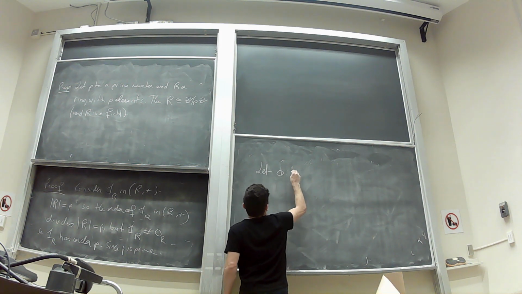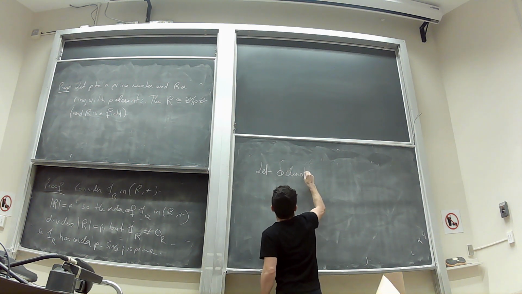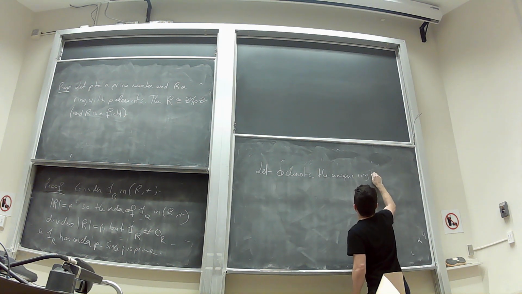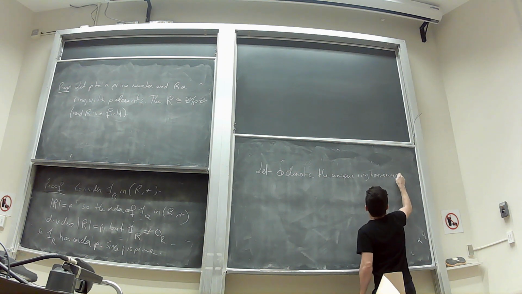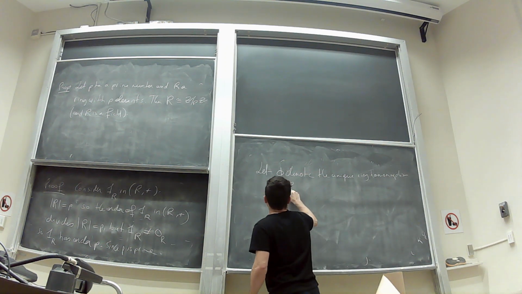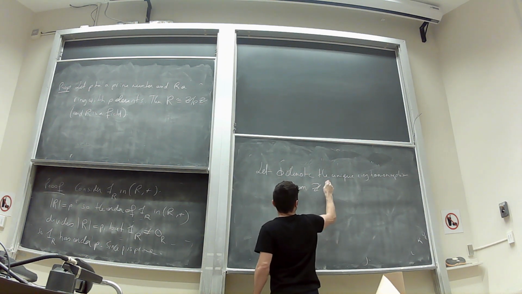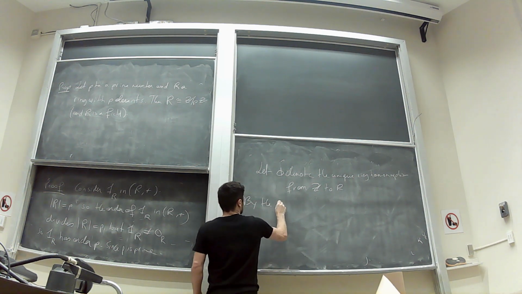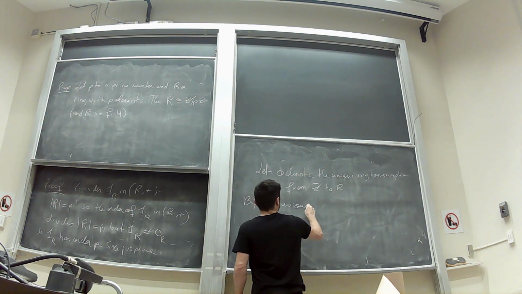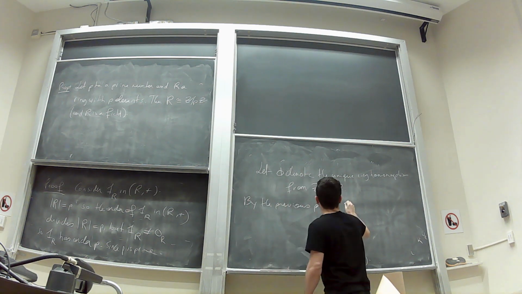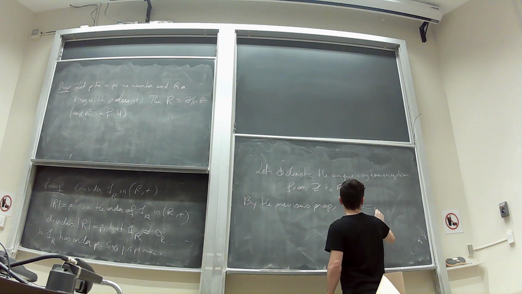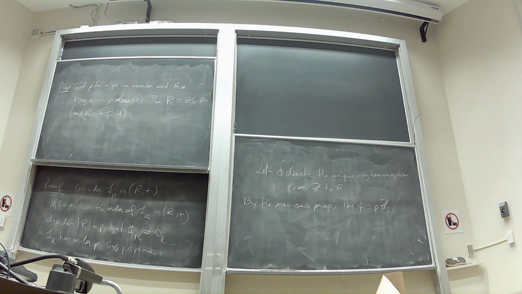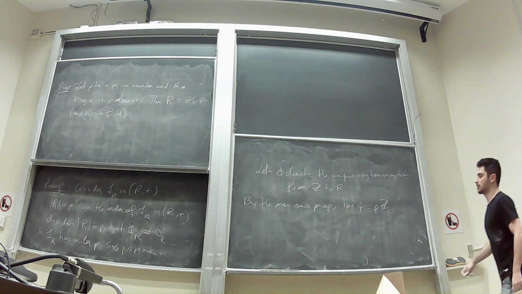Let phi denote the unique ring homomorphism from Z to R. By the previous proposition, the kernel of phi is equal to PZ. Agree? Okay, now let's apply the first isomorphism theorem for rings.